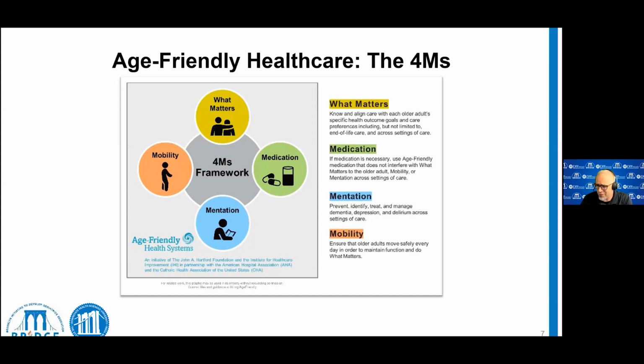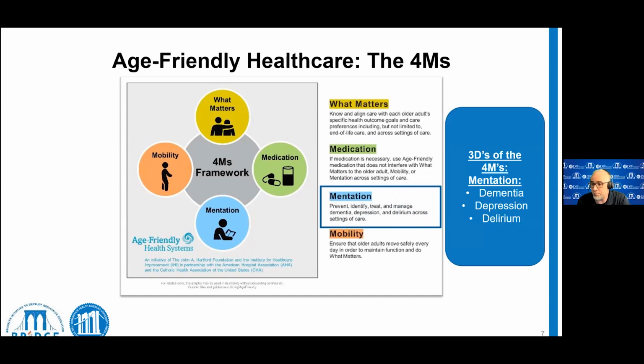Really important. So today we're going to be kind of stuck on mentation, which goes across a couple categories that are really quite interrelated. The 3Ds of the 4Ms mentation. So that's dementia, depression, and delirium. We're going to focus heavily on depression, but you have to have these other two things on your radar when you have a depressed older adult. Dementia and delirium, that is.